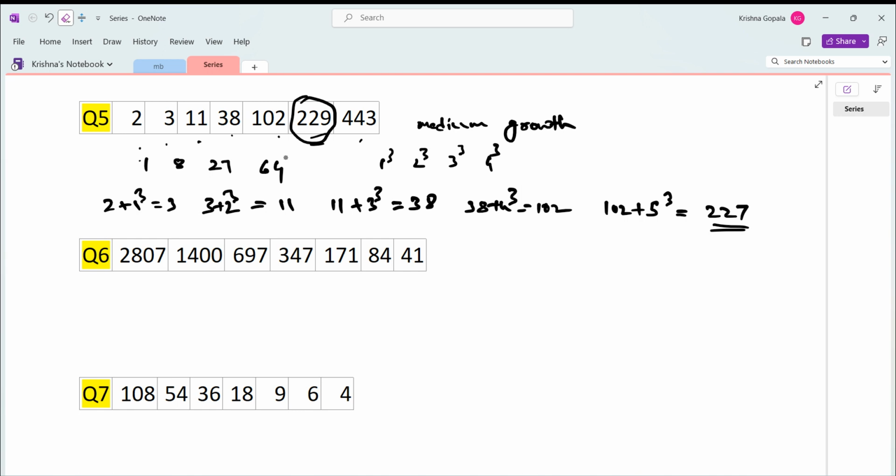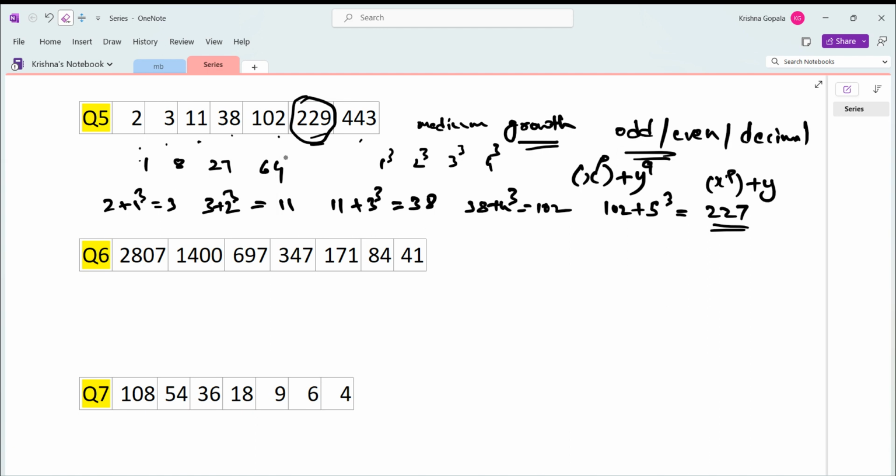Is it moderate growth? Is it slow growth? Is it fast growth? And then whether there are even, odd numbers in the series. What is the growth of the series? What is the composition of the series? Mostly the series would involve some multiplication and some addition, something into x plus y. In some cases, it would be raised to some power, x power p plus y power q. We'll see this in detail.